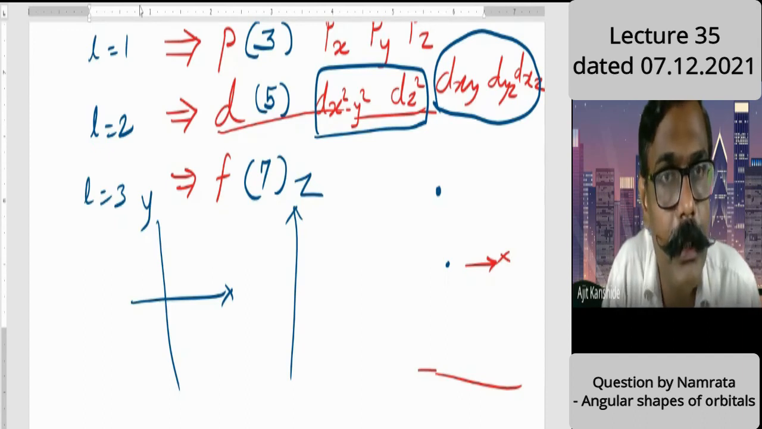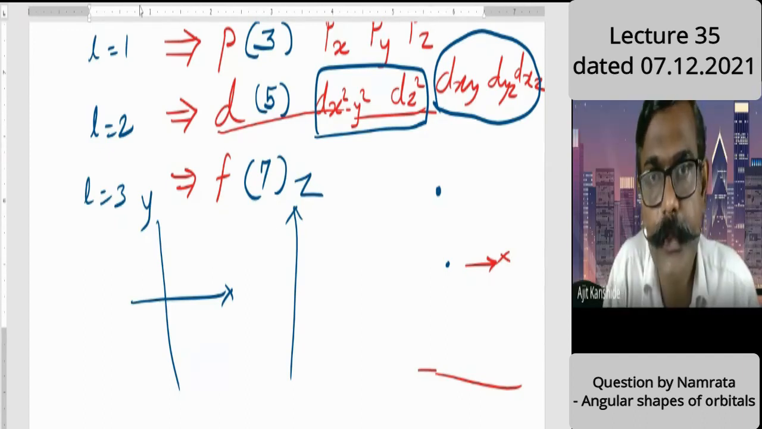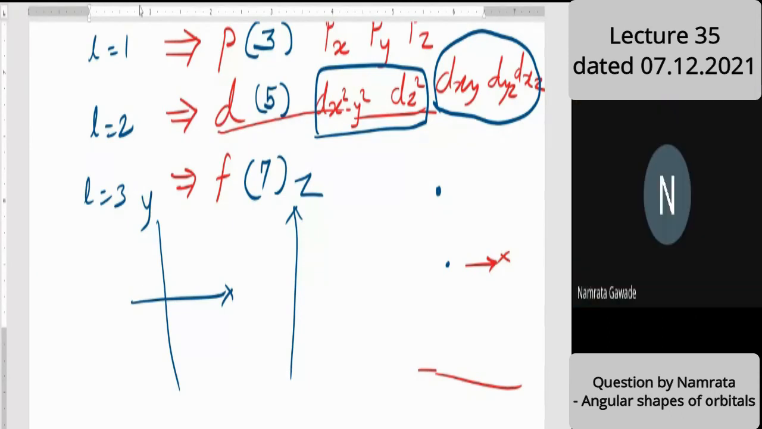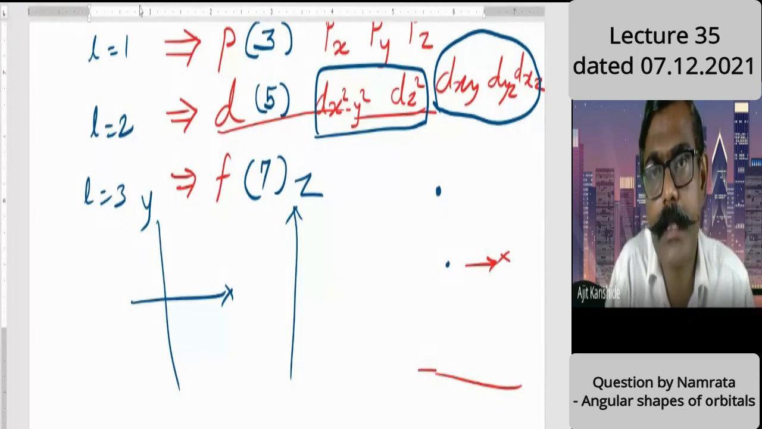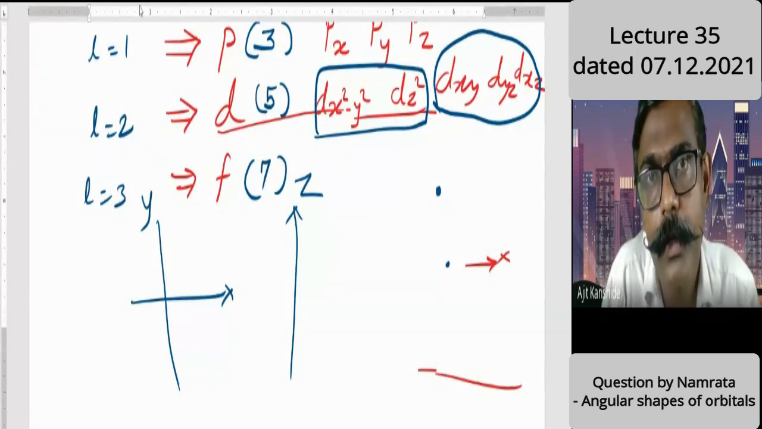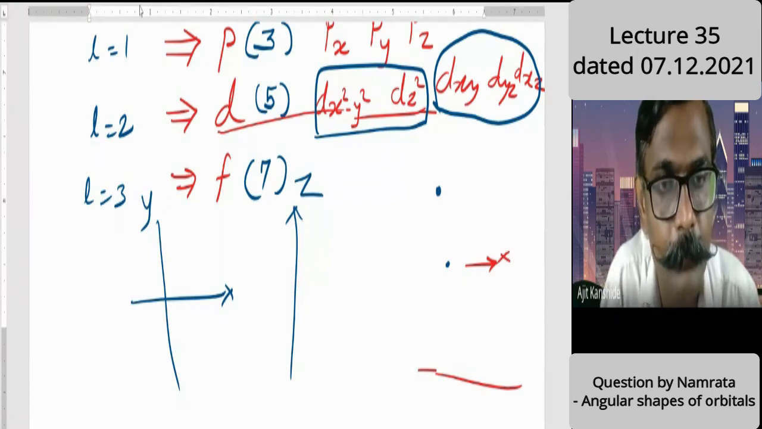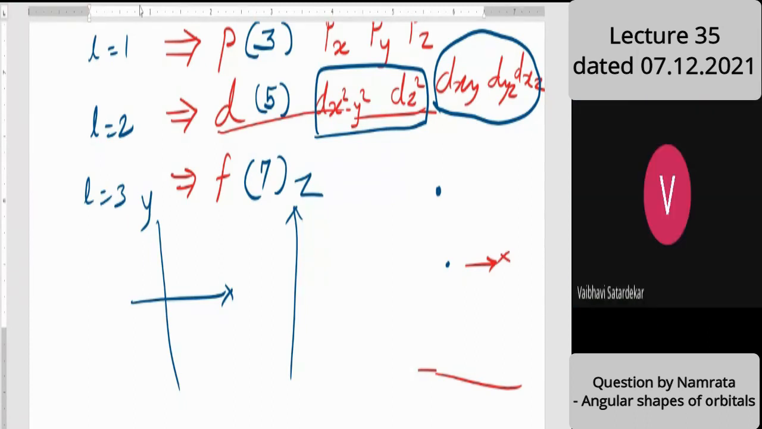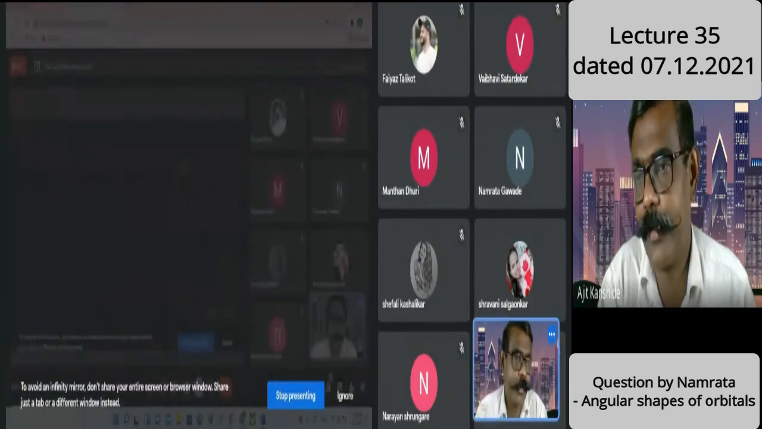So Namrata, had I answered your question? Yes, sir. Okay, did you understand? Means the concept is clear? Yes, sir. Thank you, sir. Other students, the question asked by Namrata and the answer that I provided regarding the orbital and their angular distribution, is it clear to all? Yes, sir. Right, from the historical aspect we went. Great.